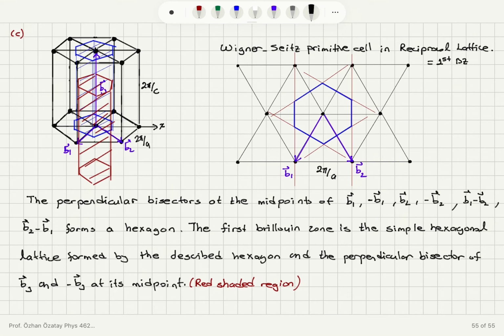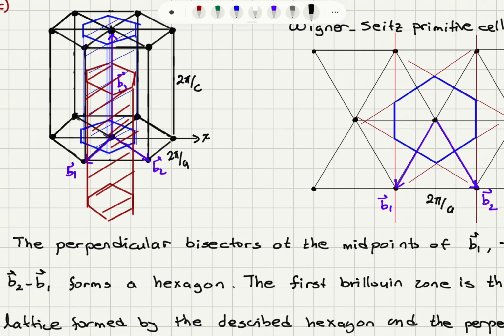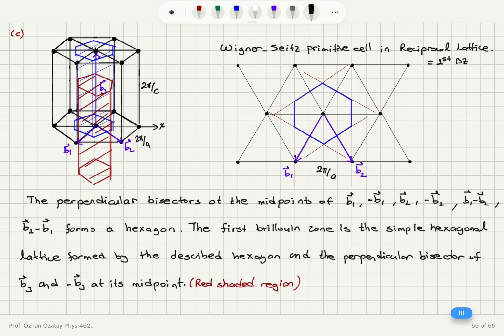We see that the perpendicular bisectors at the midpoint form a hexagon, and by looking at the connection on the c-axis, or b3 axis, the perpendicular bisectors at the midpoint b3 over 2 will give us plus b3 over 2 and minus b3 over 2. This red shaded region will be another simple hexagonal lattice that is rotated with respect to the reciprocal lattice by an angle, probably 30 degrees, as you can see here. And this is going to be the first Brillouin zone.